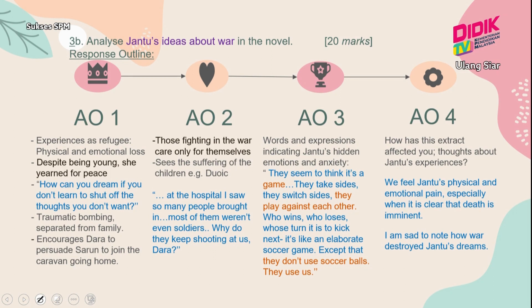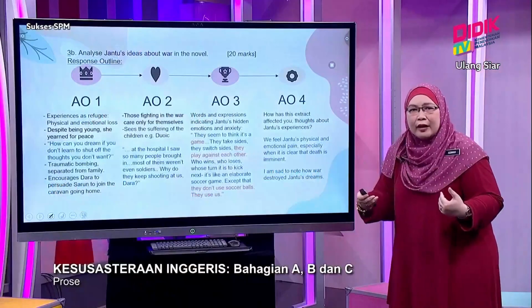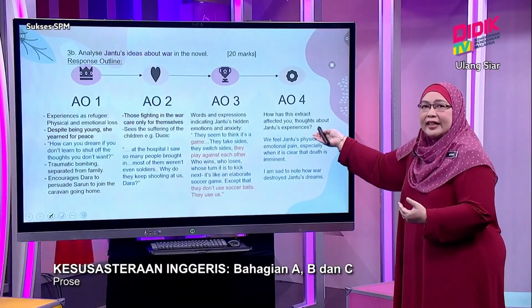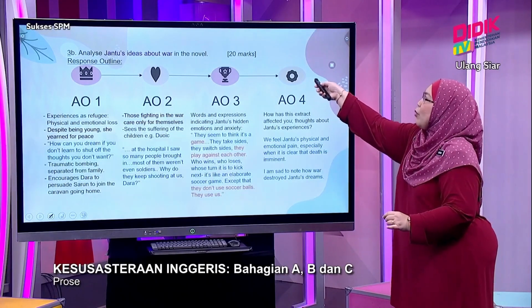What is the AO1 that's relevant to this question? What is the AO2, the underlying meaning? When she says there, those that are fighting in the war only care about themselves. The children who are caught in the war are defenseless and suffering with no protection. What about AO3? I love this example, because Jantu tells Dara, they don't use soccer balls, they use us. So Jantu is telling Dara, these politicians don't care about our welfare, but their own personal benefits and gain. That's what you need to put in, because that's what the question wants.